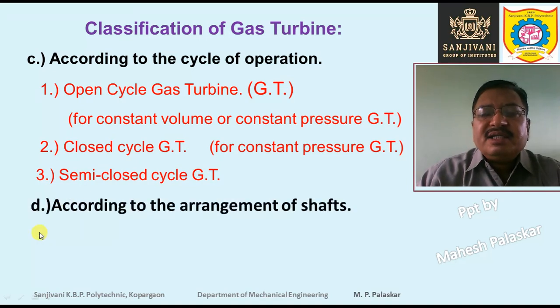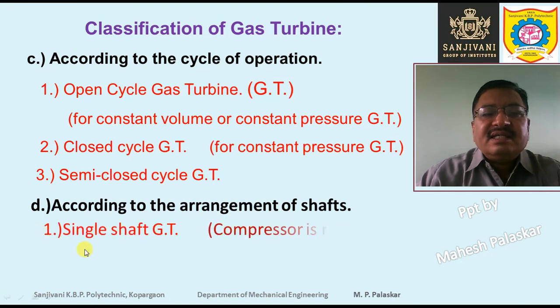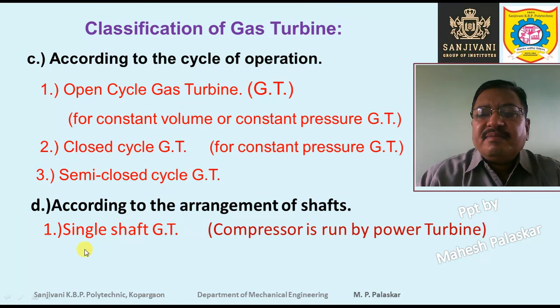According to the arrangement of the shaft, in a single shaft gas turbine, the compressor is run by the power turbine. So in this case, we are having only one turbine, that is the power turbine, and that will also operate the compressor. So it is a single shaft. We don't require more than one shaft, right? Because the compressor is run by the same turbine, which is the power turbine.